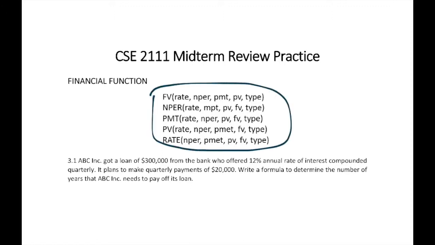The first one is FV, which is future value. The second one is NPER. It usually means the number of periods that you need to make payments. The third one, PMT, is the periodic payment, like how much money you want to pay every period. The fourth one, PV, the present value, is usually what happened some time ago, either you took the loan or you made a payment.